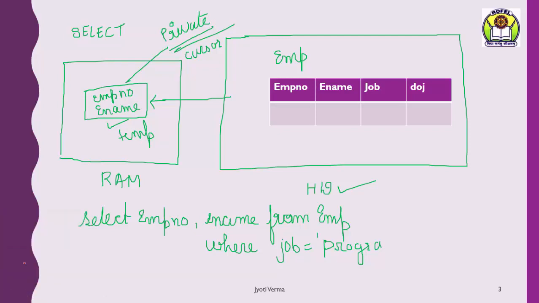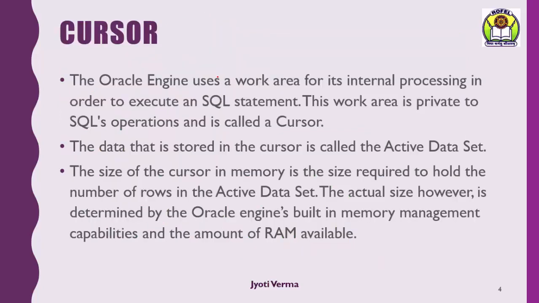It is your cursor. Now what we will be discussing is this area, and this area is called cursor. So what is cursor? Oracle engine uses a work area for its internal processing in order to execute an SQL statement. This work area is private to the SQL's operation and it is called cursor. The data that is stored in the cursor is called active data set.